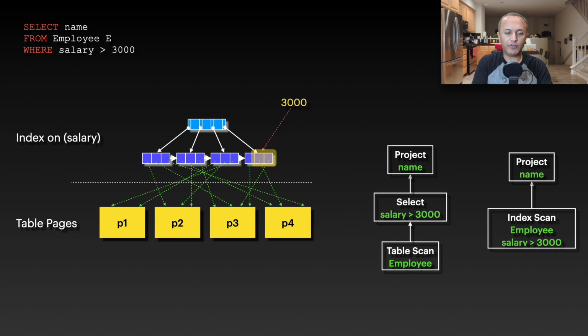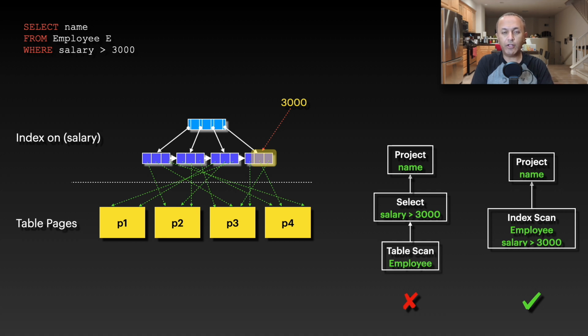So this means we're going to scan only 2 pages. Once we find the index entries, we're going to follow the pointers back to the data pages. We're going to scan 2 pages, right? In this case, this is better than the table scan because the table scan is going to scan 4 pages. So scanning only 2 pages is much better. So the index scan here is the better plan.